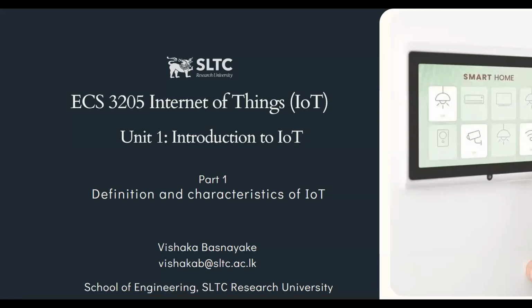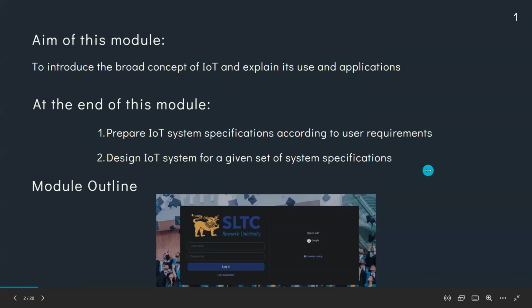Okay, so today we'll be talking about the introduction to Internet of Things, and we'll be understanding the basic idea of Internet of Things, how it is defined, and the basic characteristics of IoT. The aim of this module is to understand the concept of IoT, its use cases and applications. And at the end of this module, you'll be designing an IoT system based on the user requirements, based on the specific scenario that you're considering.